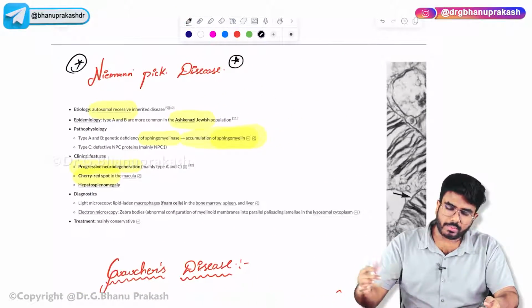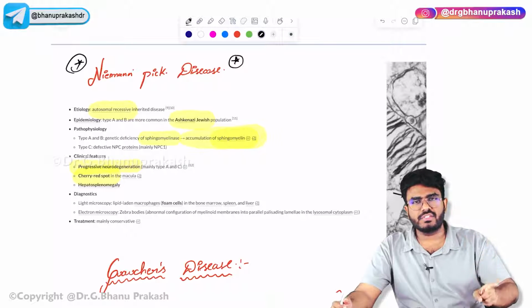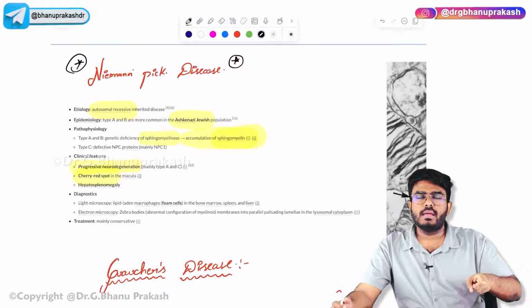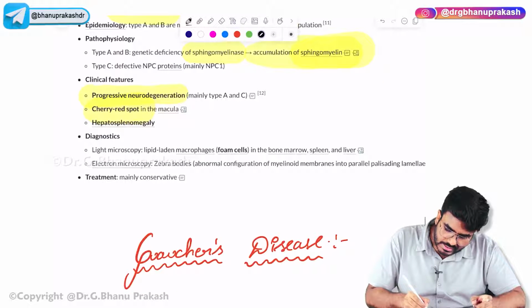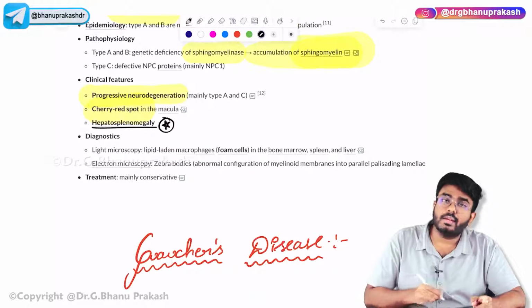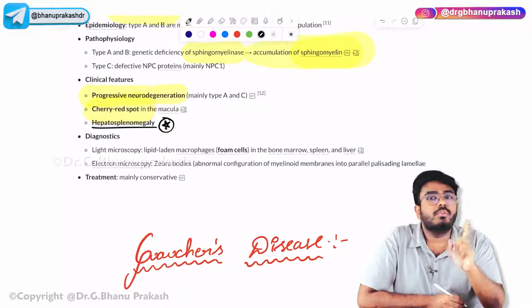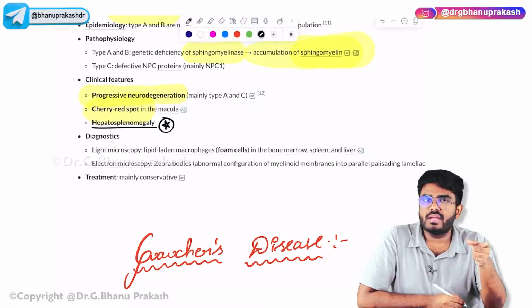Again, the important points about Niemann-Pick's disease: sphingomyelinase deficiency, accumulation of sphingomyelin, and it shows cherry red spots. Hepatosplenomegaly is something important. Which lysosomal storage disorders are going to be associated with hepatosplenomegaly?